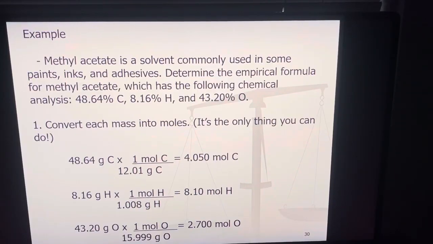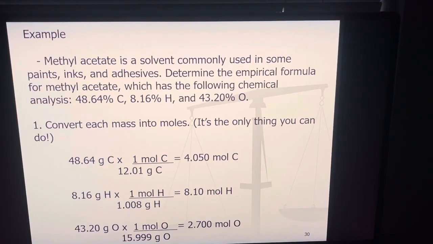Also, this example is right out of your textbook. Okay, methyl acetate is a solvent commonly used in some paints, inks, and adhesives. Determine the empirical formula for methyl acetate, which has the following chemical analysis. So someone has done percent composition and found that methyl acetate has 48% carbon, 8% hydrogen, and 43% oxygen. So what you're going to do with those percentages is convert each of those into moles. How do you do that? You have to make an assumption here, okay? And really, it's the only thing you can do.